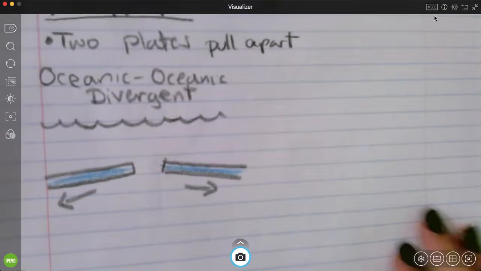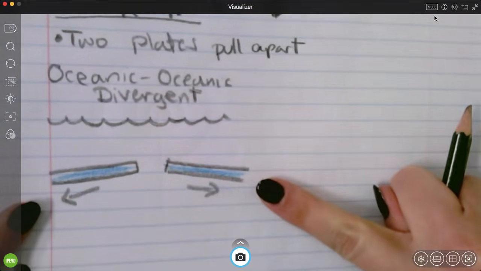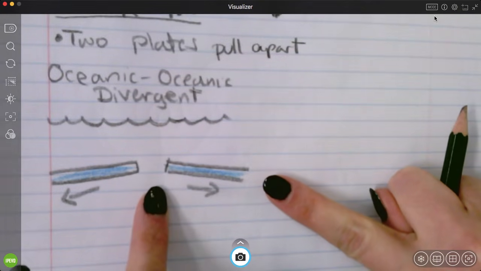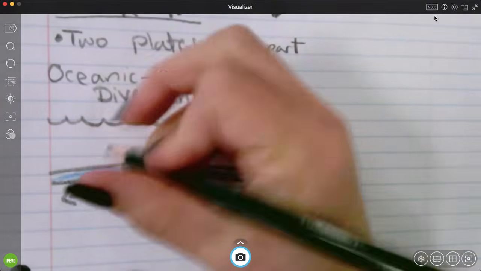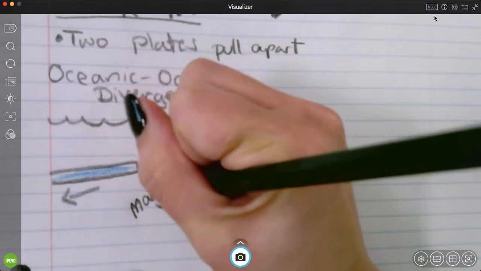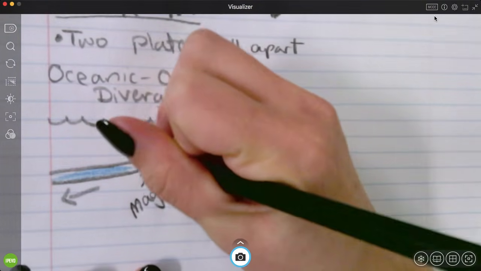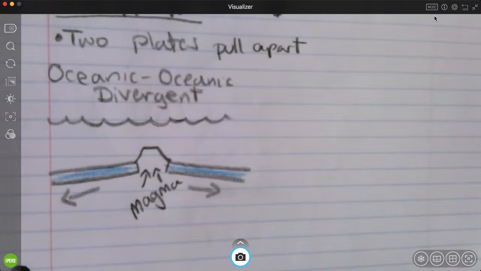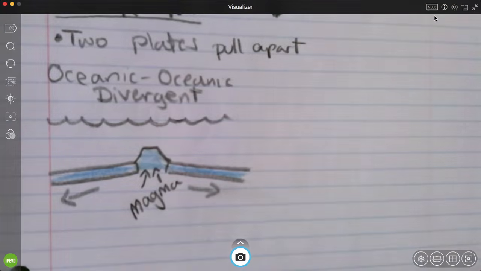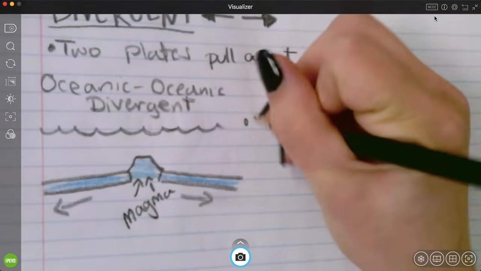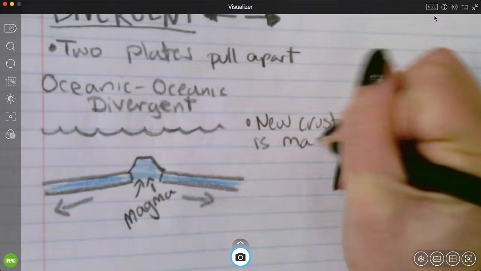Alright, now, what your brain wants to think is, okay, the ocean plates move away, therefore there's this big gaping hole in the ground. But that's actually the opposite of what happens. When these plates move away, magma, which is melted rock, has a chance to come up, and when it touches the water, it's actually going to cool and solidify. So I end up making new crust. So new crust is made.